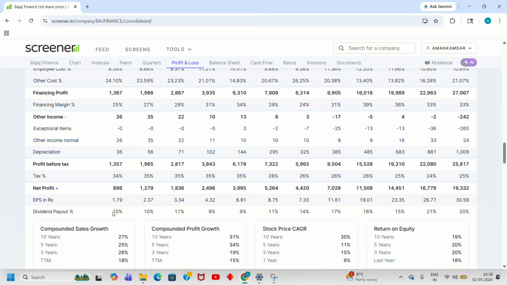Now dividend payout. So this is what I like about the companies. I basically like dividend payout companies. So the companies year on year have at least provided some dividend. Now as per the latest, they have provided 20% of the dividend.